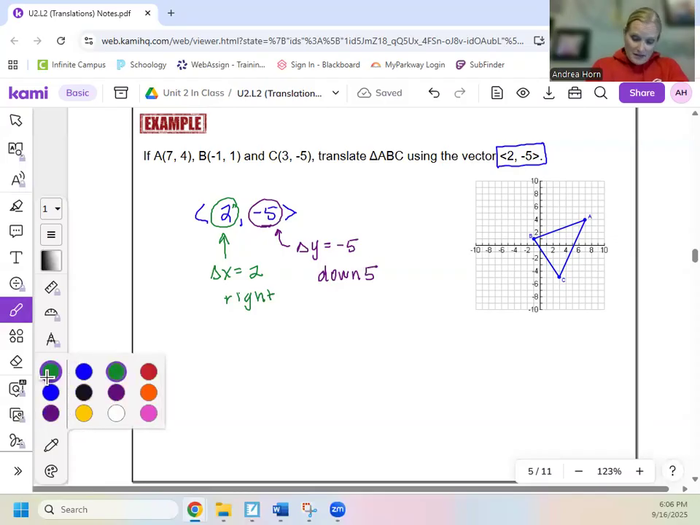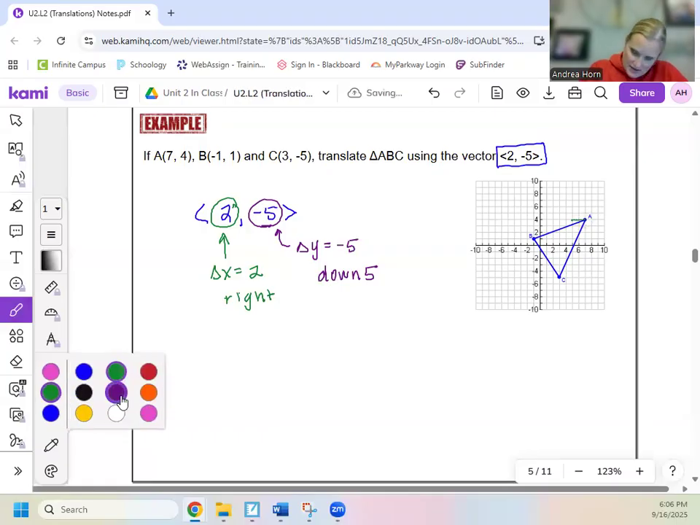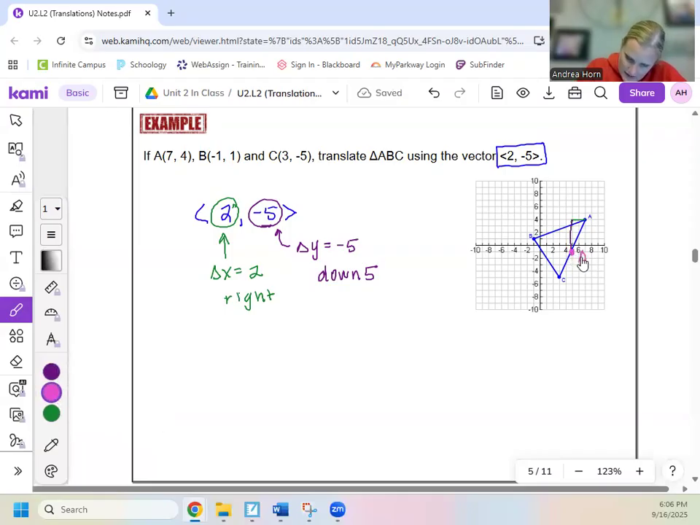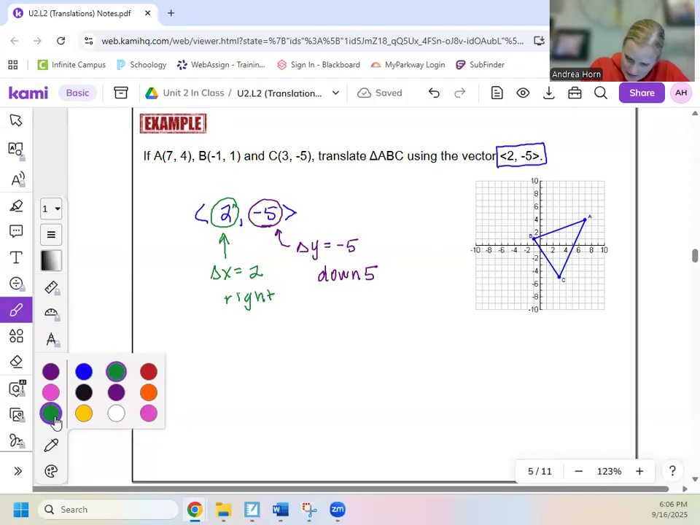So then I'm going to do that with every single point. I'm going to start with my A, and my change in X is right 2. And then I'm going to go down 5. 1, 2, 3, 4, 5. So I end up right there. Oh, you know what? You guys, I did that wrong. I don't know my right from my left. I need to do right 2, which would be this direction, and then I need to do down 5. So my A prime ends up here.